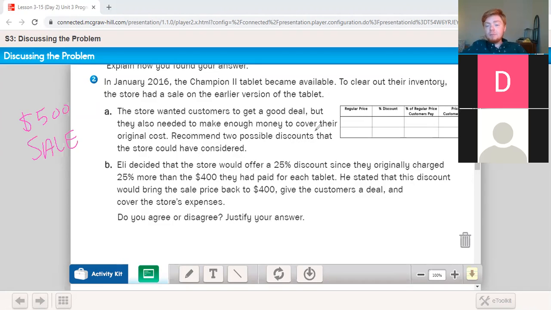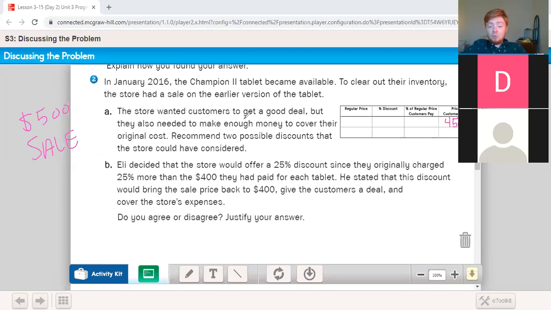Excuse me. So, what are 2 discounts we could probably do? Does anybody know? C1. Or does anybody know just how to get started? 450. 450? Yeah. Okay. Percent of regular price customers pay, and then price customers pay. Sure, yeah, 450 is definitely a discounted price, and then they're making a little extra money.